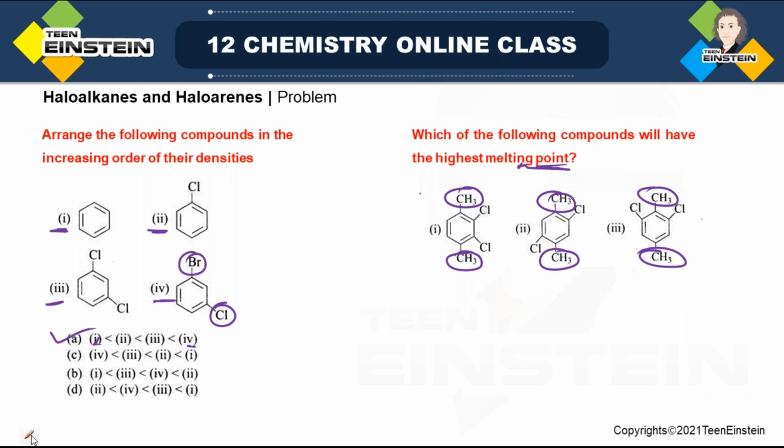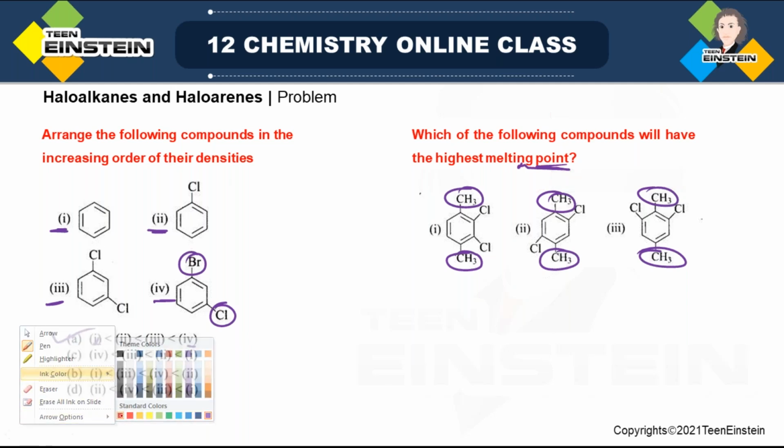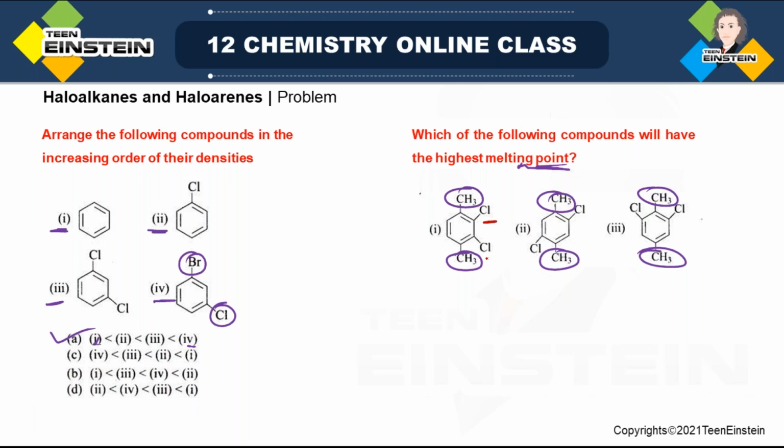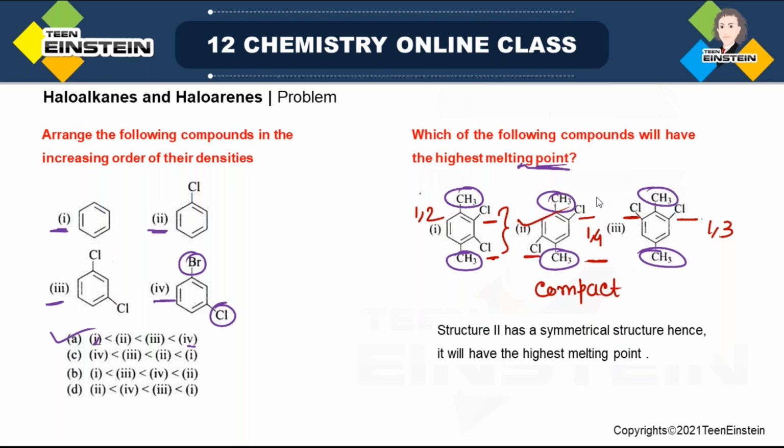So with respect to this methyl, you cannot give any preference. But if you look at Cl, here the 2 Cl are at 1 and 2 position. This is at 1, 4 position. These two are at 1, 3 position. So among these three, obviously this is the most symmetric. That is why here you can expect a compact crystal structure. So melting point will also be high. So this is the correct answer. Structure 2, as it has symmetrical nature, will have the highest melting point. Fine.